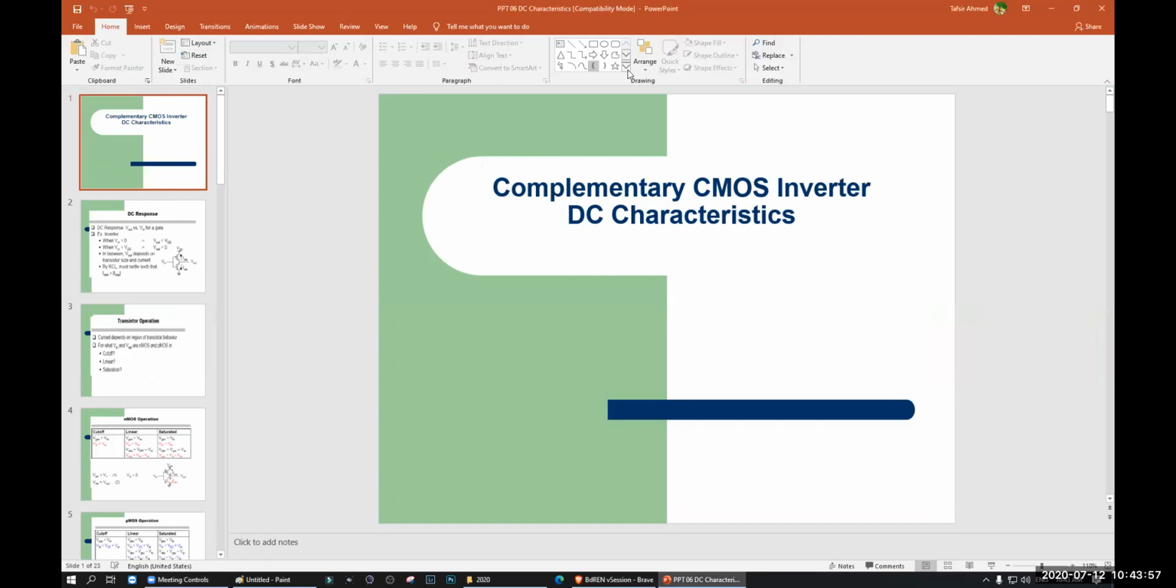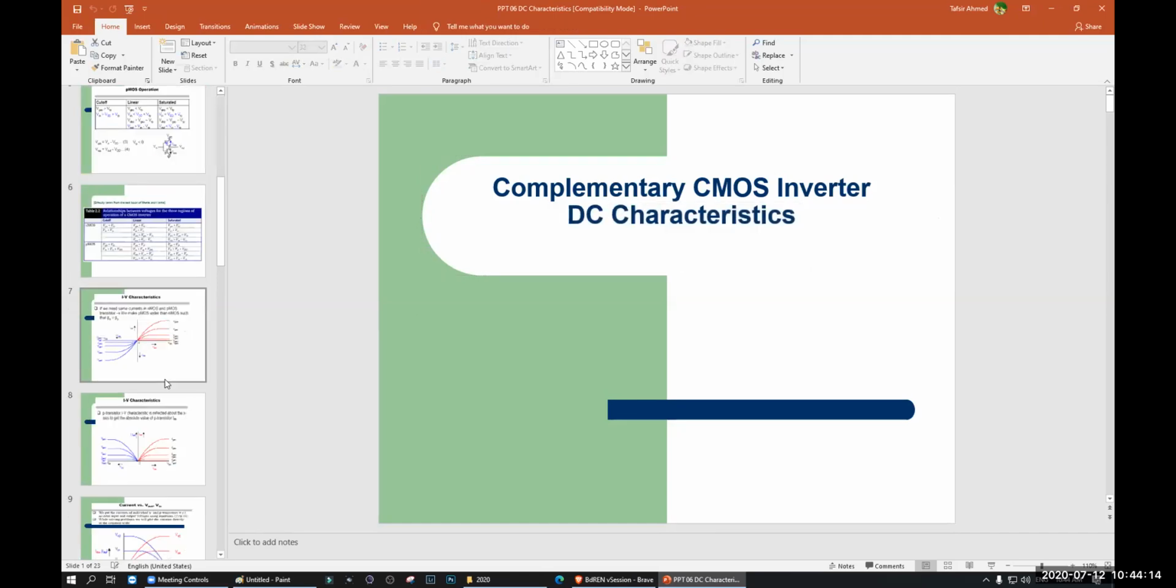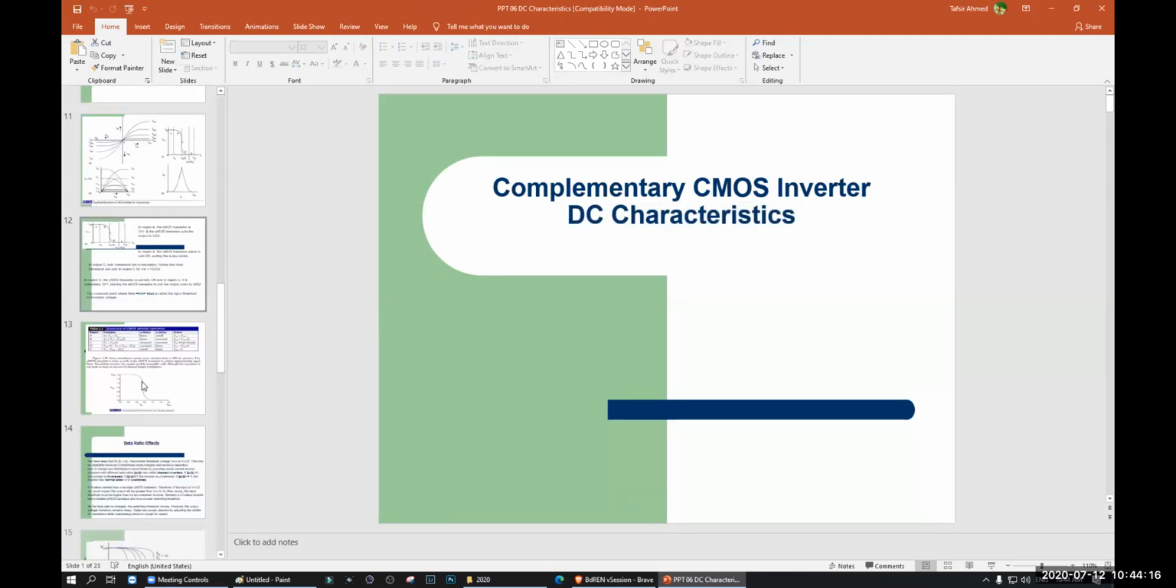Today's topic is a big topic, that is complementary MOS, that means complementary CMOS inverter, sorry, not converter, inverter DC characteristics. What do I mean by DC characteristics? You already know about this, but not in full detail. So you have already seen this graph.